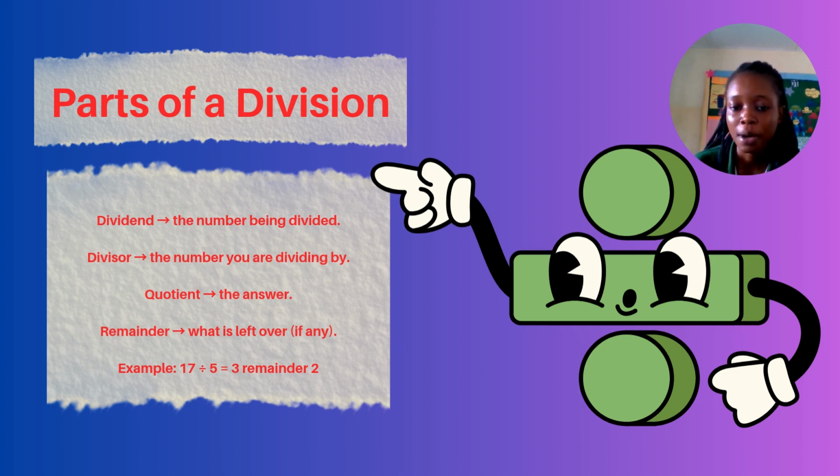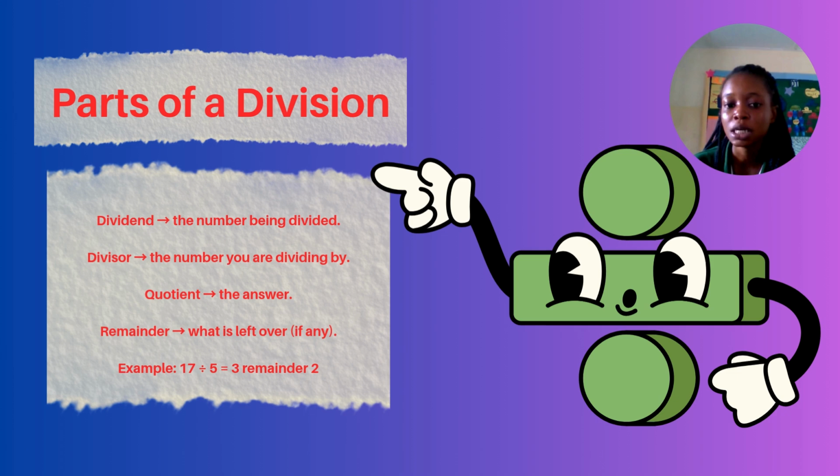We have what we call parts of a division, which are our dividend. Dividend is the number being divided. Your divisor is the number you are dividing by. Your quotient is your answer. Then you have your leftover, and then your remainder. That's what we call parts of a division.